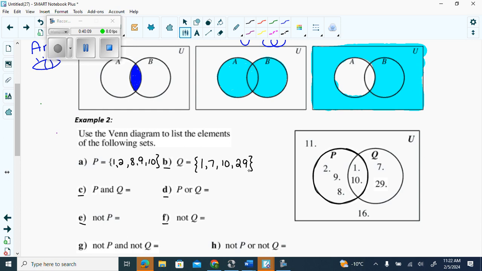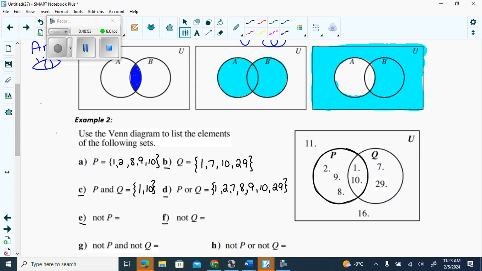Then I want what's in P and Q. And is what shape on the Venn diagram? The eyeball. So what was located in the eyeball? 1 and 10. That's it. Then we have or. What shape is or? The snowman. So anything that lands in the snowman, which is basically anything in the circles, I list. Correct? If you remember eyeball and snowman, your life is actually substantially easier. So it's the full snowman. So I'm going to go 1, 2, 7, 8, 9, 10, and 29. Any part of the snowman, the stomach or the top or the bottom, anything there gets listed.